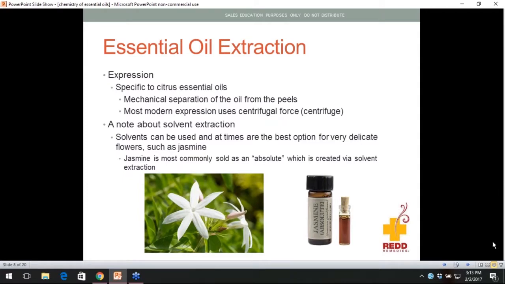Expression is specific to citrus essential oils. So it's basically a mechanical separation of the oil from the peels. So it's very specific to that type of essential oil.